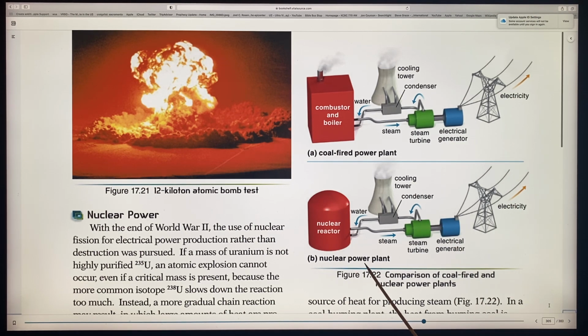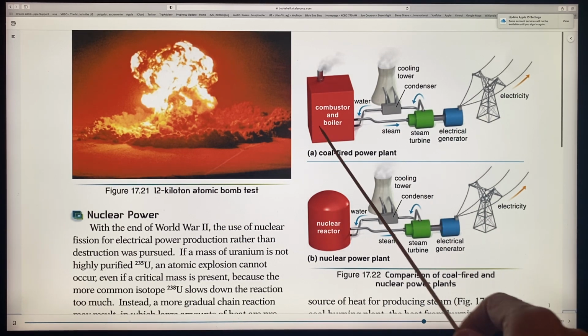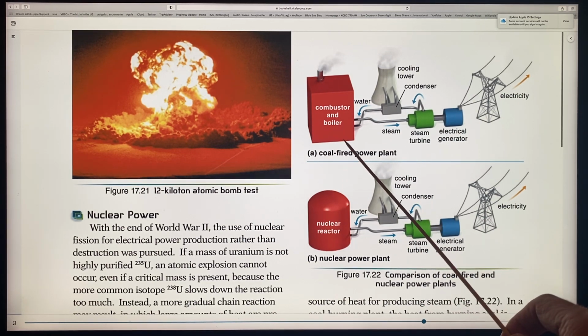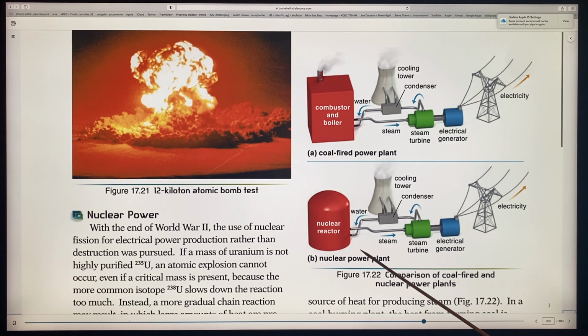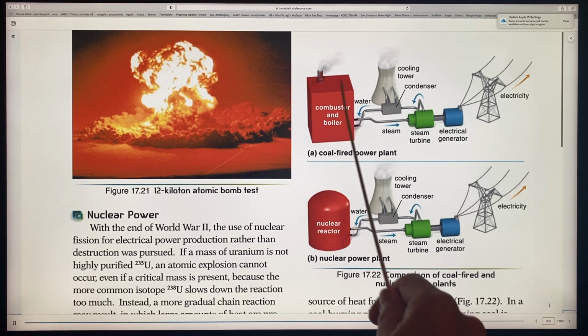And here we have a nuclear plant, the same thing, but with a nuclear reactor. Again, we still need cooling to cool things down, so we have this condenser here. The water comes through here to cool down. The steam comes off, goes through the steam turbine, the electrical generator, and on to electricity. The only big difference here is that instead of a combustor and boiler, we now have a nuclear reactor. So what's the difference between the power plants? Well, not too much except for the main ingredient.